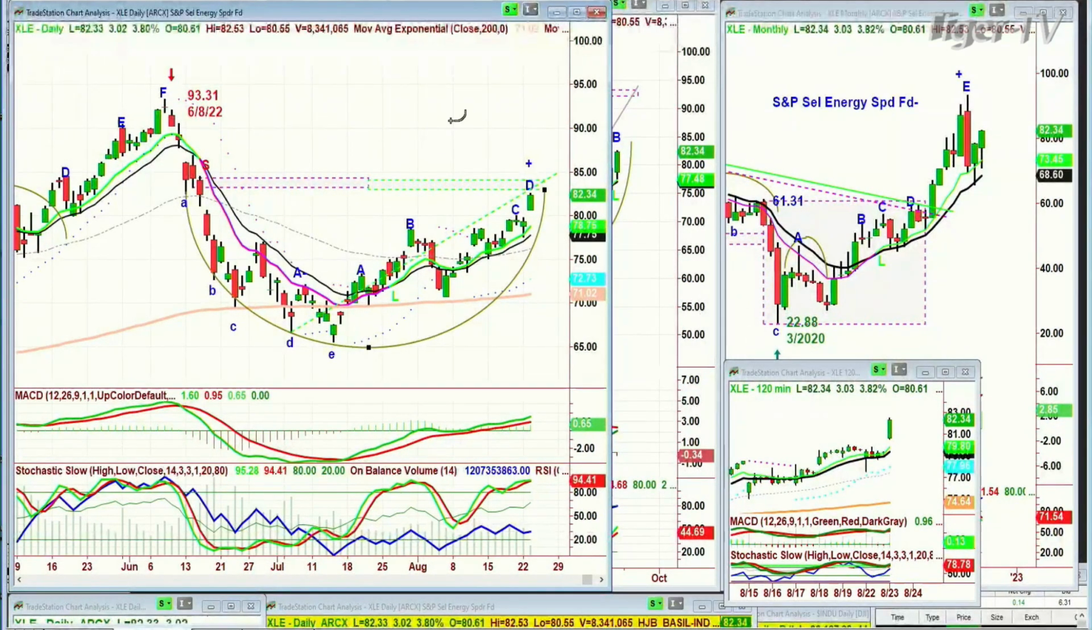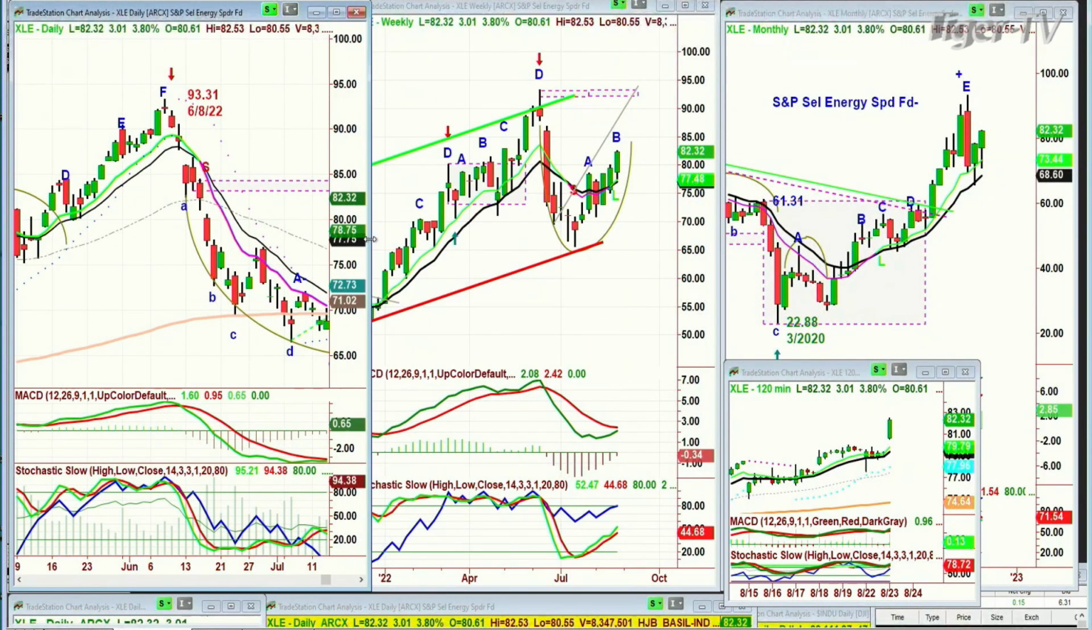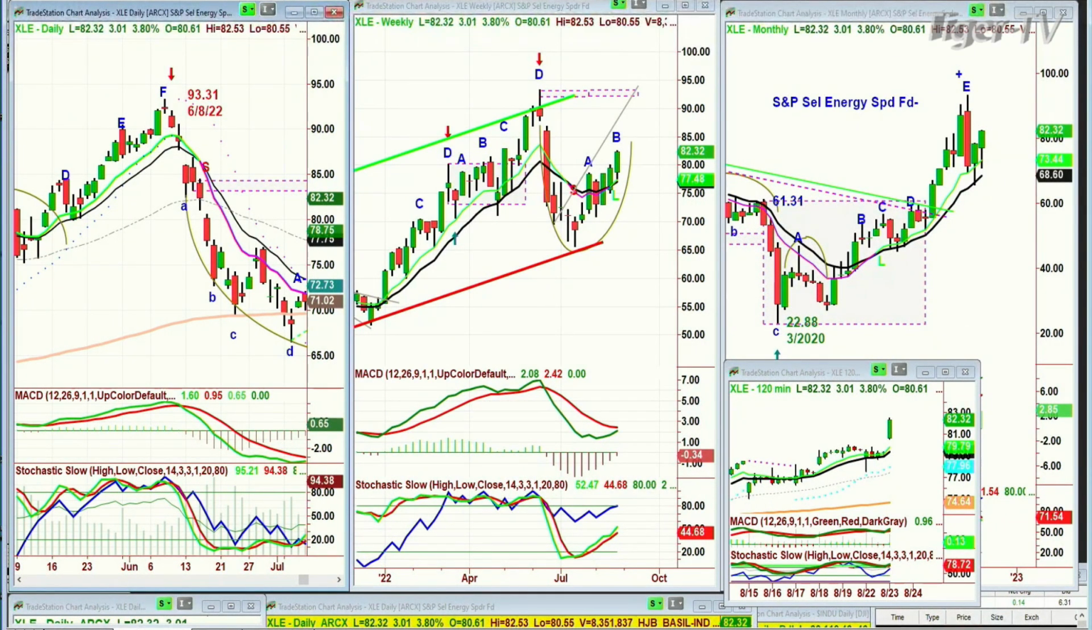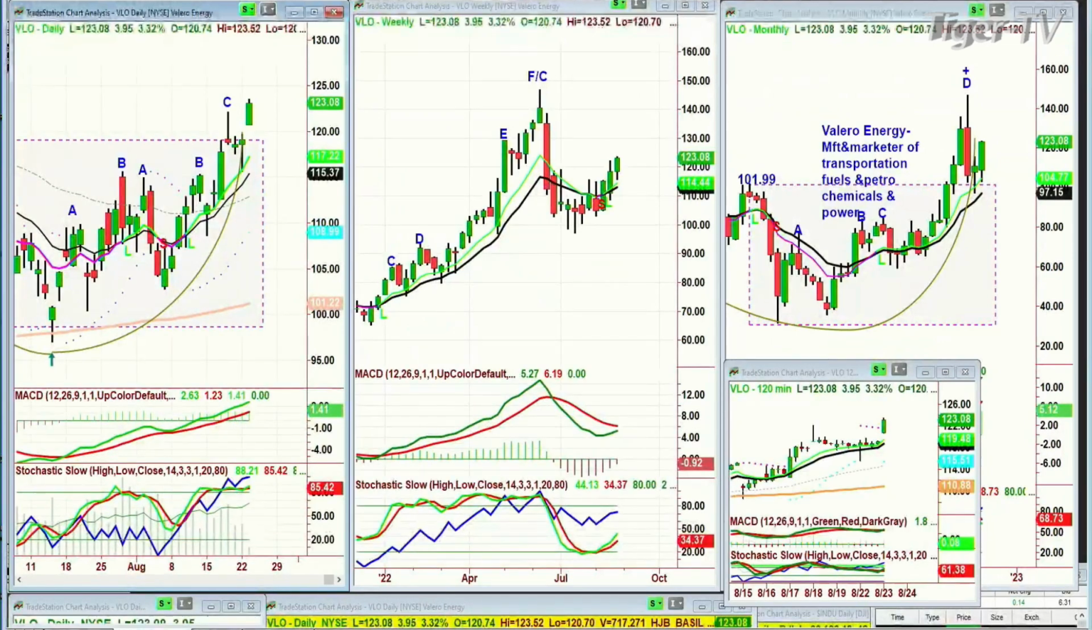78 is key support now. 79 to 78, that area is very, very important support, acting very, very well. So for those of you who are in the XLE, yeah, good play. And I think that who we were speaking with yesterday also had options. So now let's look at the VLO, waiting for leg D. Yep, there it is, leg D.